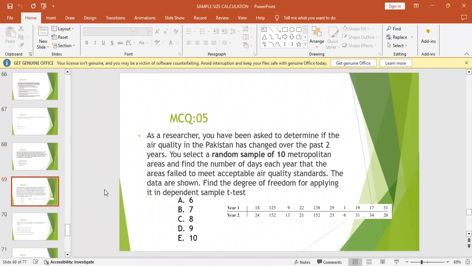Fifth MCQ. As a researcher, you have been asked to determine if the air quality in Pakistan has changed over the past 2 years. You select a random sample of 10 metropolitan areas and find the number of days each year that the areas fail to meet the acceptable air quality standard. The data are shown. Find the degree of freedom for applying the dependent sample t-test, whether it's 6, 7, 8, 9, or 10. 9. Yes, 9. 10 minus 1.